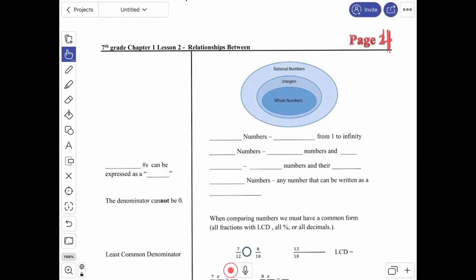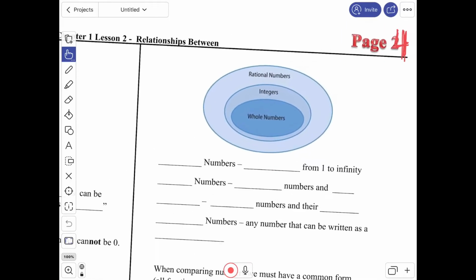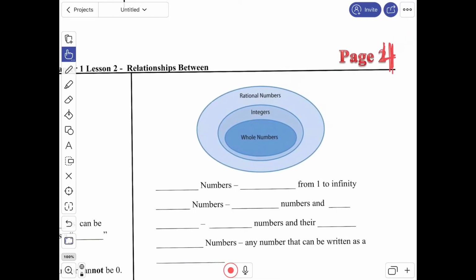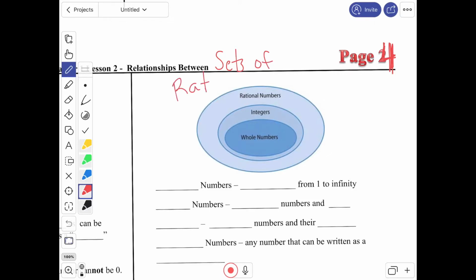We are on page 4, chapter 1, lesson 2, and it's relationships between sets of rational numbers.